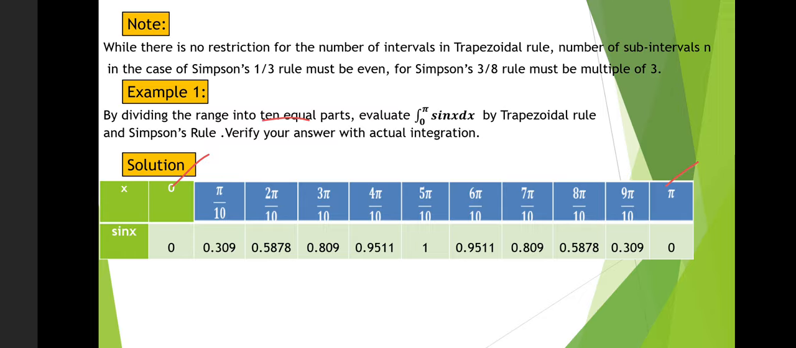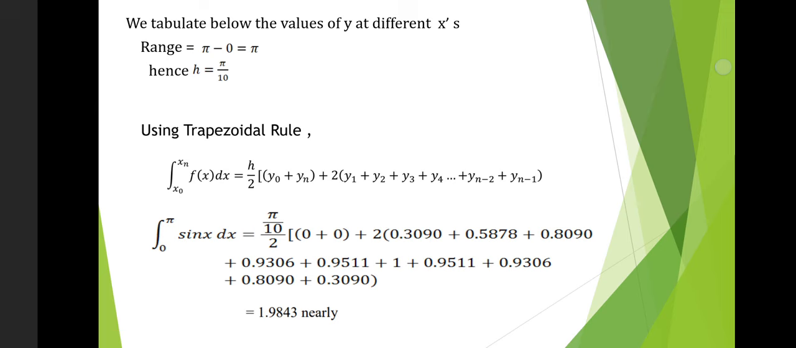Now let us prepare the table. The first row shows the x values starting from 0 and ending at pi with equal intervals of pi by 10. The second row shows the corresponding values of sin x. These values will be used in the formula. Next, we will substitute these values into the trapezoidal rule and Simpson's one-third rule formulas to find the approximate value of the integral. So now let us move on to the solution.